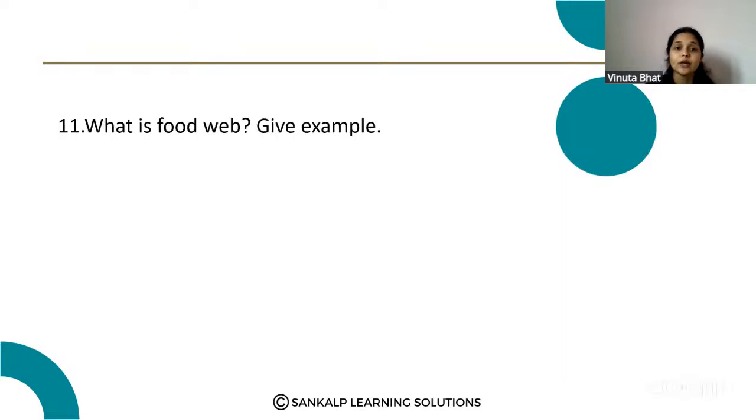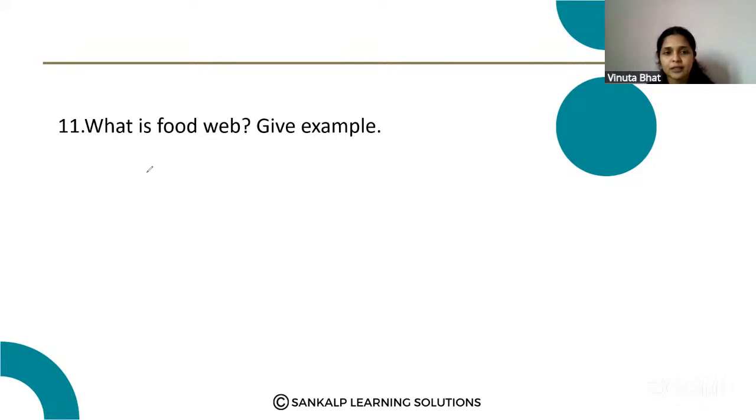Next question. What is a food web? Give an example. So we know about the food chain. Then what is a food web? You have to give an example for the food web. Okay. Here, the interconnected food chains are called a food web. For example, one organism is eaten by one or more organisms. So that constitutes the food web.